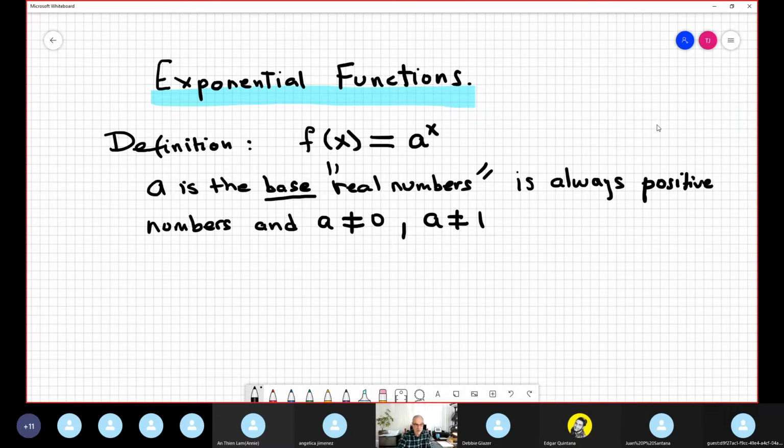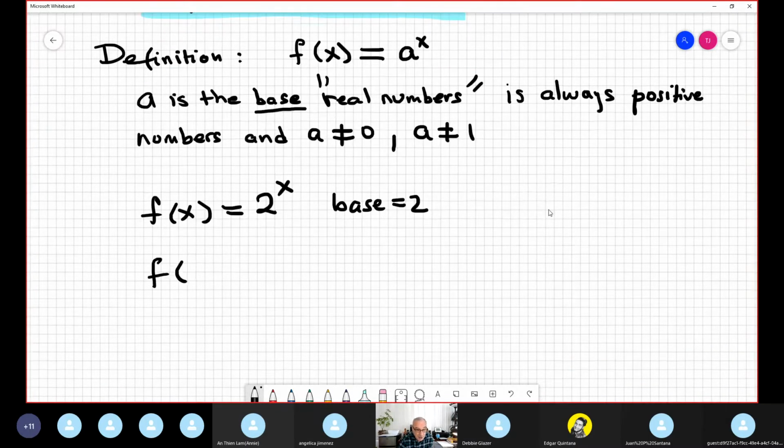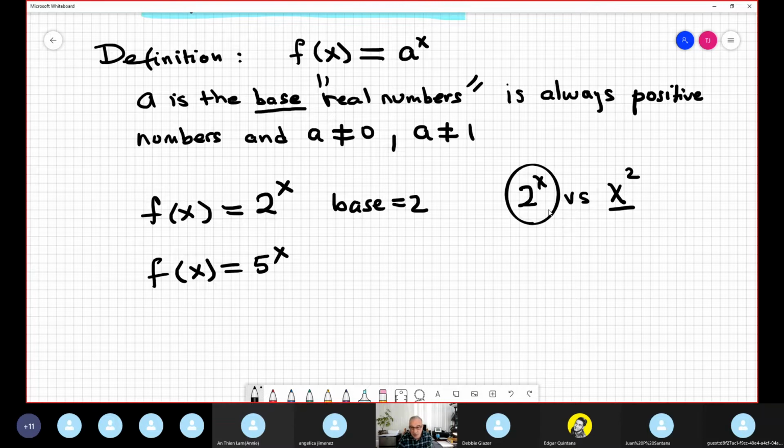Okay, let me explain in detail. It's super easy. Suppose a function f of x equals 2 to the x. It's exponential, so the base is 2. This is just an example. Maybe another exponential has base 5 or 3 or 7. 5 to the x is exponential. It's important you see the differences. For example, 2 to the x versus x to the second. This is a polynomial, a power function. And this is exponential. In exponential, the base is a constant number and the variable is located in the exponent.